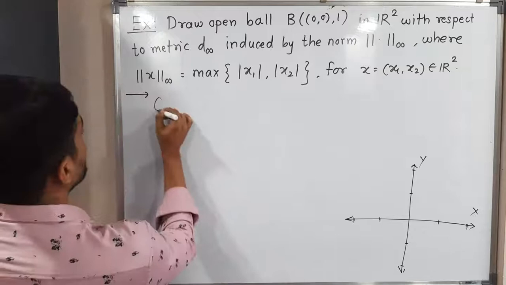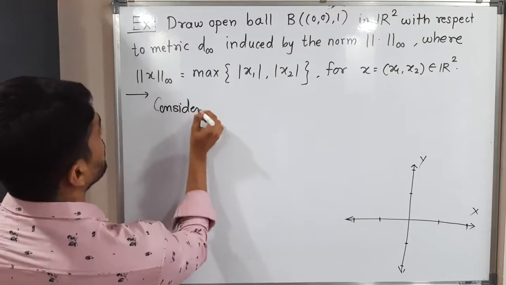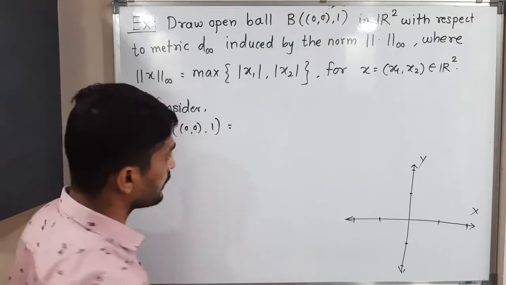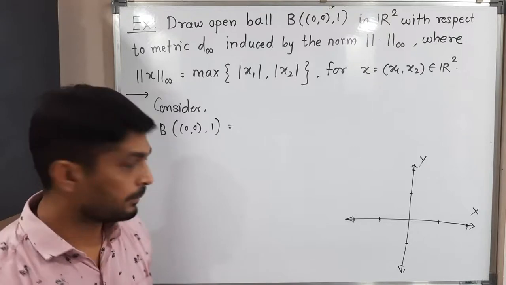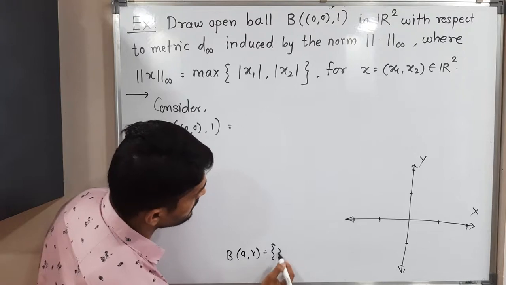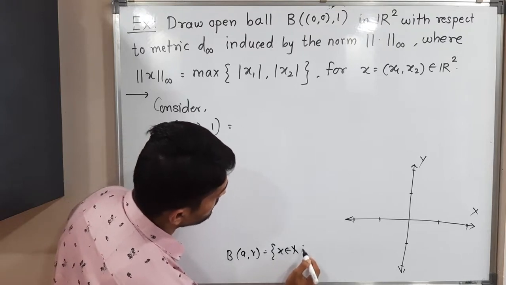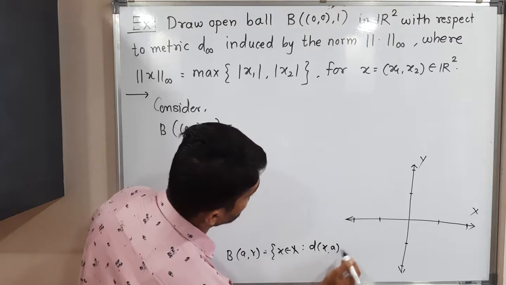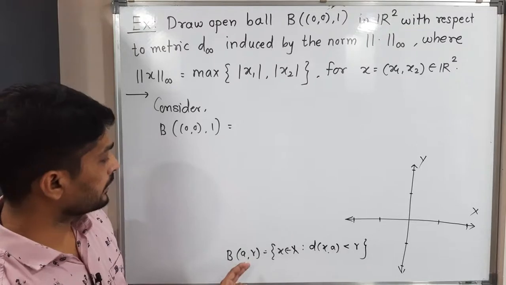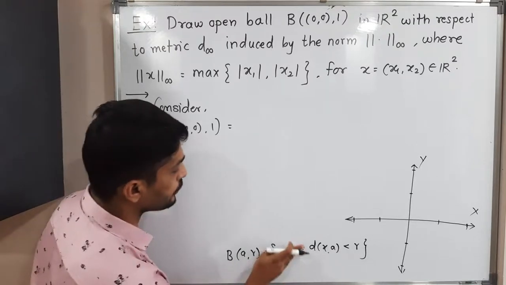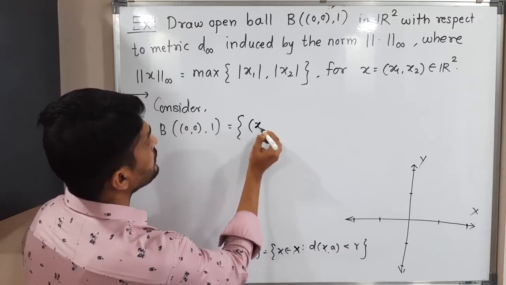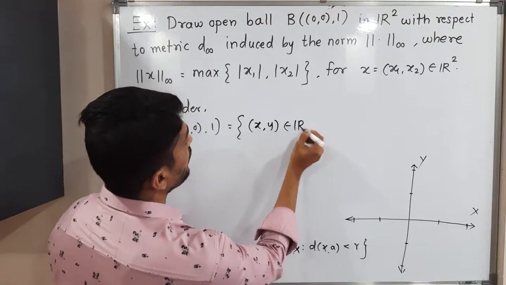So let us follow the definition of open ball and try to find it. We are considering the open ball with center (0, 0) and radius 1. We are familiar with the definition of open ball, but let me write it again. The open ball with center a and radius r is defined as the set of x belonging to capital X such that d of x, a is less than r. So this is the definition of open ball. Let us follow it. Capital X means R2 here, so an element of R2 will be in the form (x, y) belonging to R2.